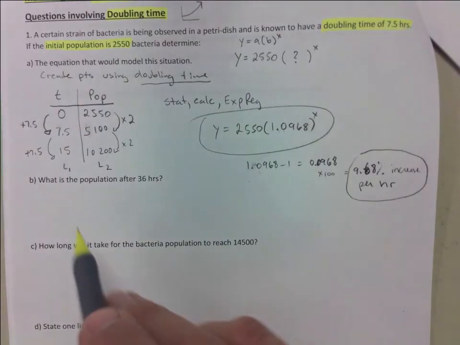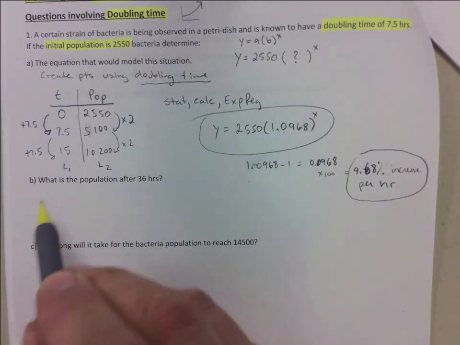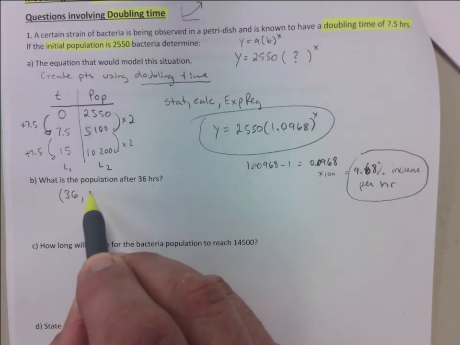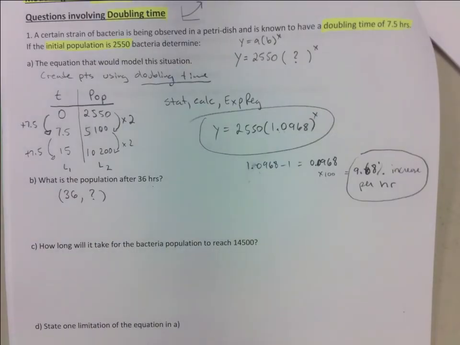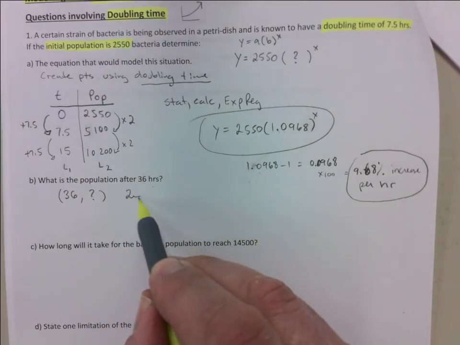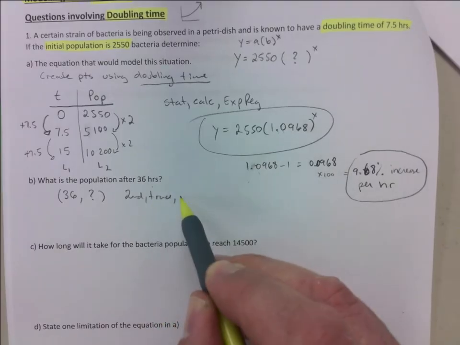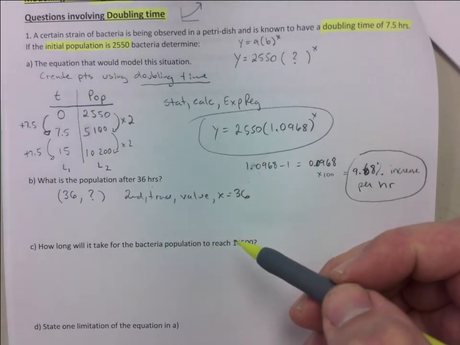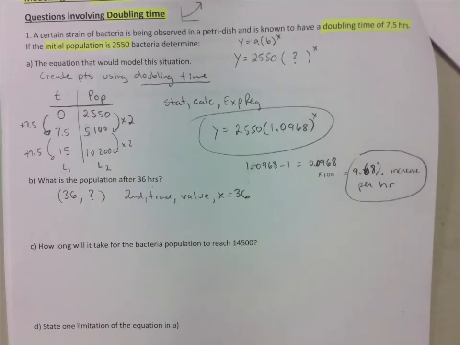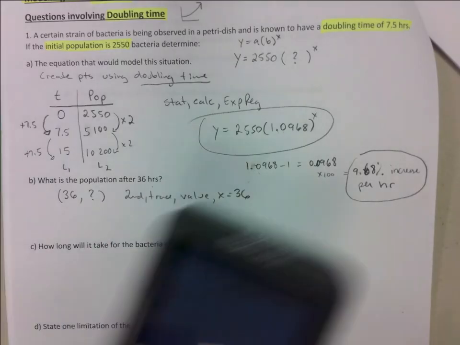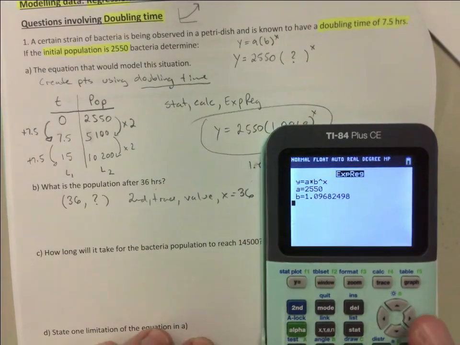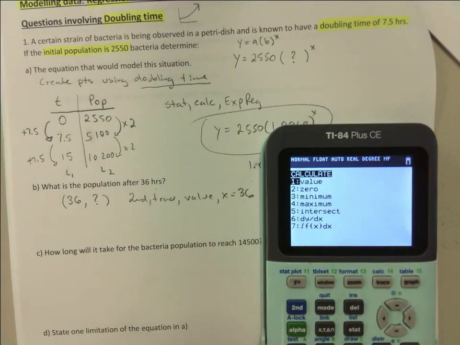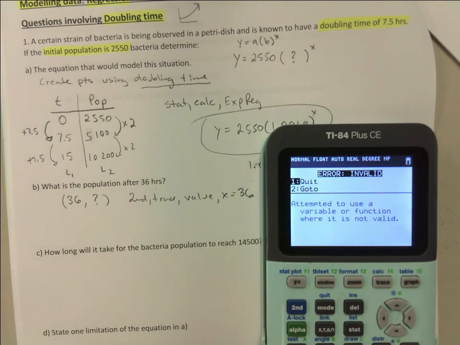Next, what is the population after 36 hours? Hours is what we're in, so they're basically saying if my time is 36, what is the population of bacteria? So we're going to go second trace value, x is equal to 36, and you may have to adjust your window. I'm telling you already, you probably will have to adjust your window. Sometimes you get away without changing it. I will try it. Second trace 1, x is equal to 36.